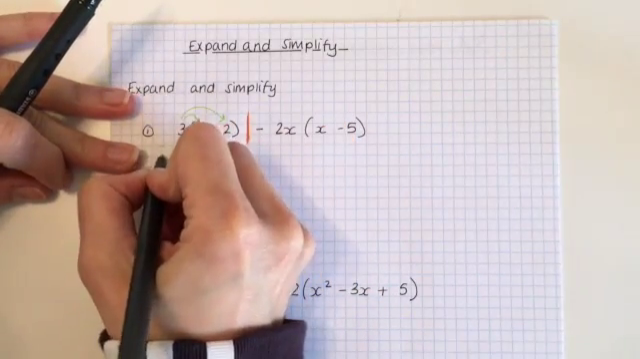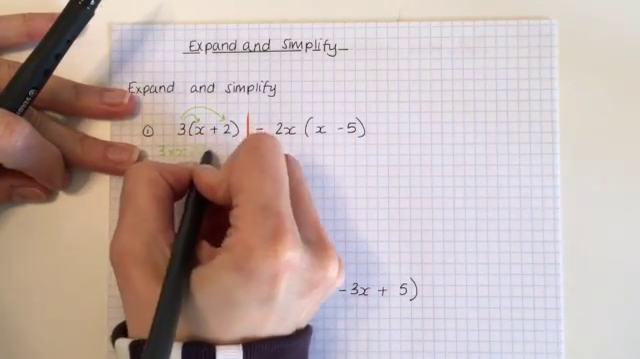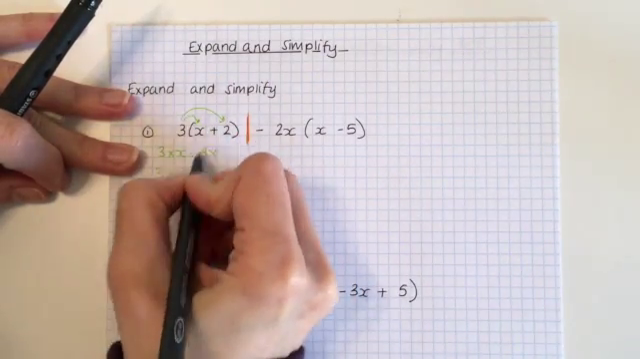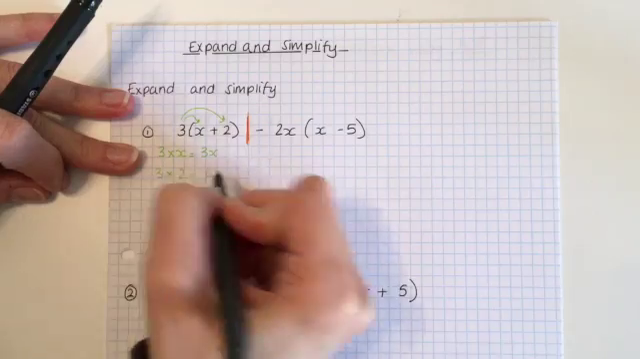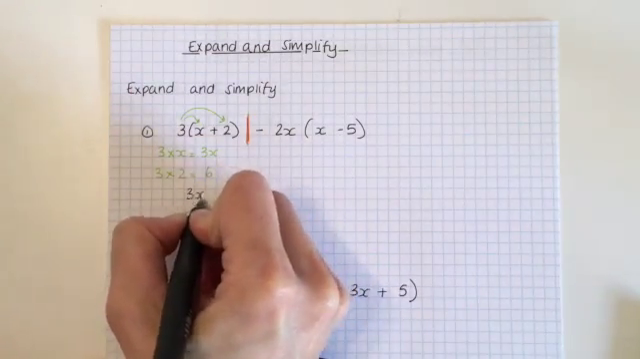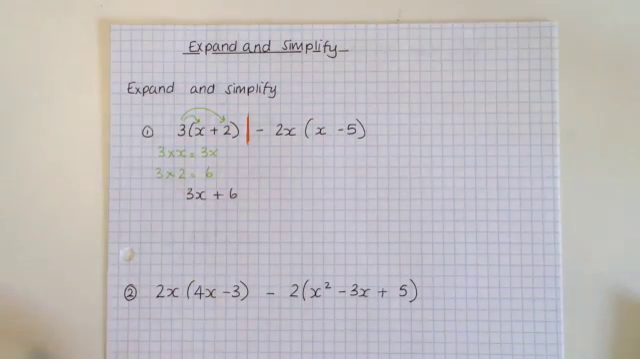So I'm going to do 3 times x, which is 3x. And then I've got 3 times positive 2, which is just normal 2. So the answer is 6. So on this left-hand side, I've got 3x plus 6. Okay, let's have a look at the other side.